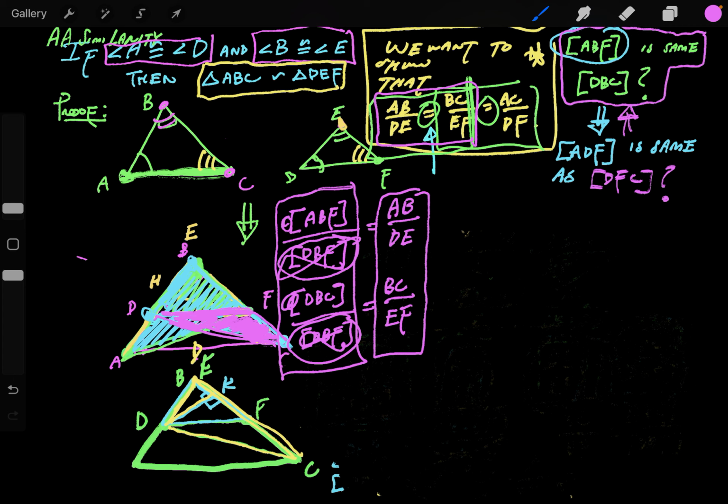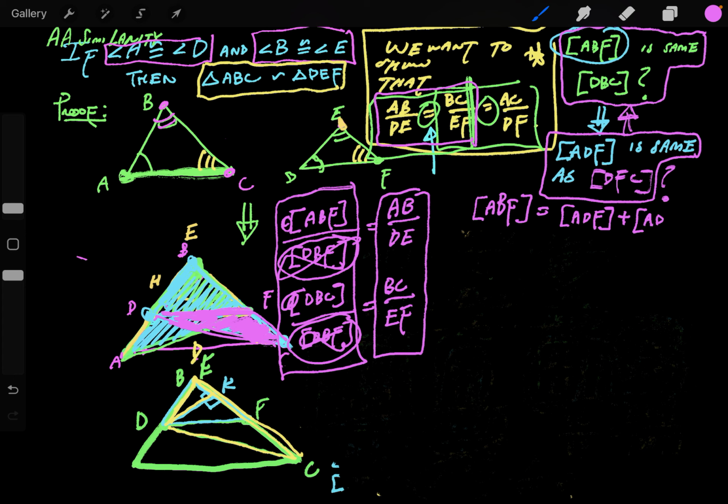But if we look at this, let's look at ADF. Let's justify why it is that if I show this here, then I've shown this one. So ADF, it's equal to ABF, sorry. ABF is equal to ADF plus ADF.